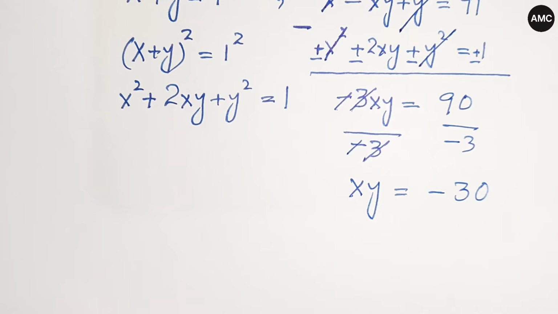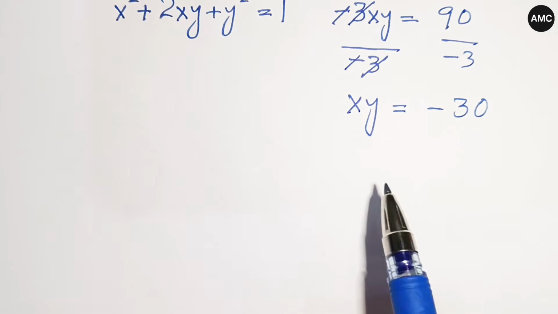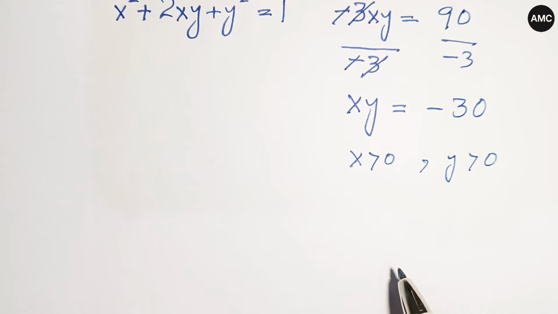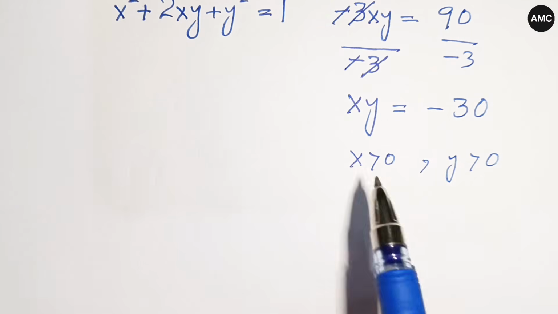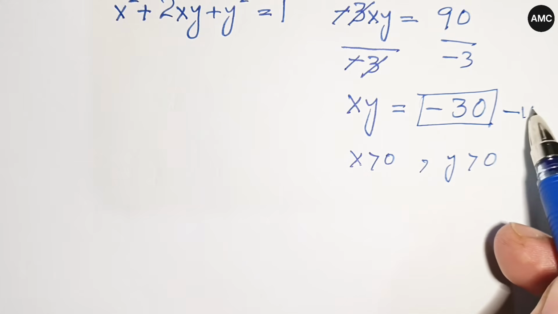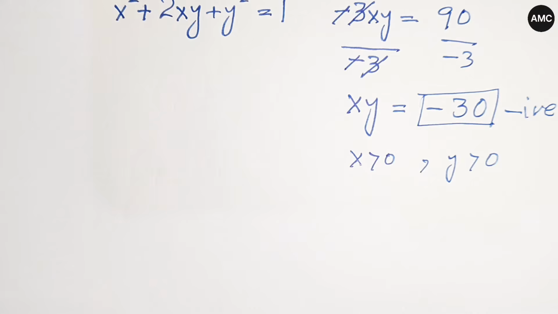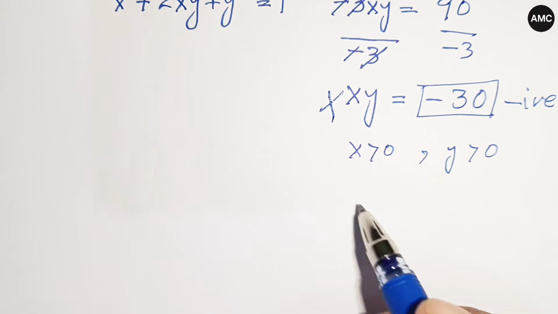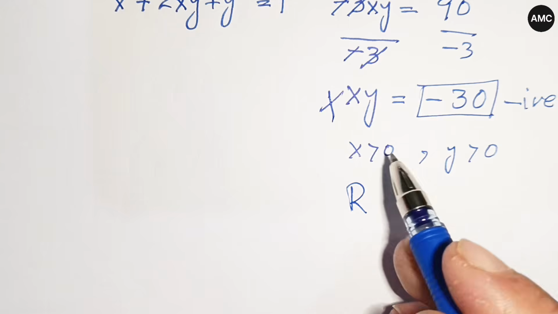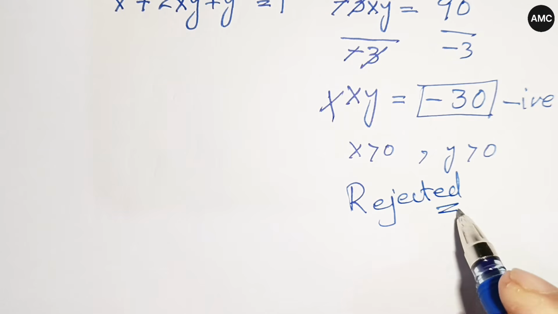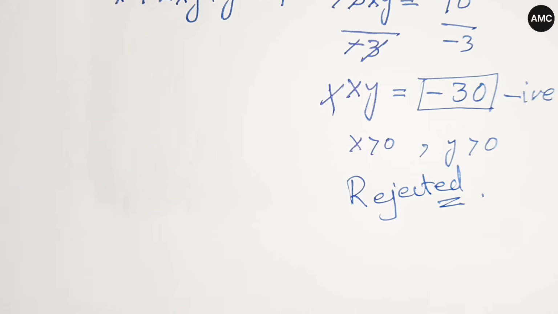But notice that x is greater than 0 and y is also greater than 0. It means that the product of two positive numbers is always positive. Here we get a negative value, so this case is rejected, because we have no solution. Now case 1 is rejected.